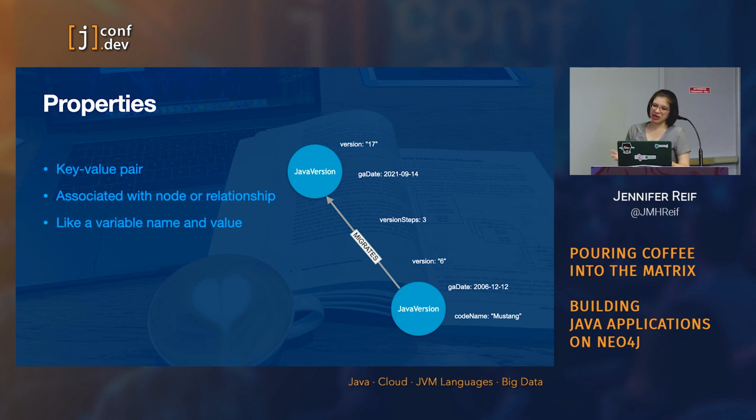Properties are key value pairs. So this is, in my mind, pretty straightforward as a developer. I think of it like a variable name and value. You can associate these with nodes or relationships, as we've discussed. So properties, again, just key value pairs, and you can link or attach those to nodes or relationships, depending, again, on that data context.